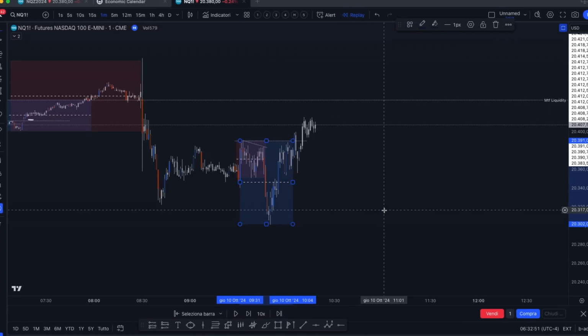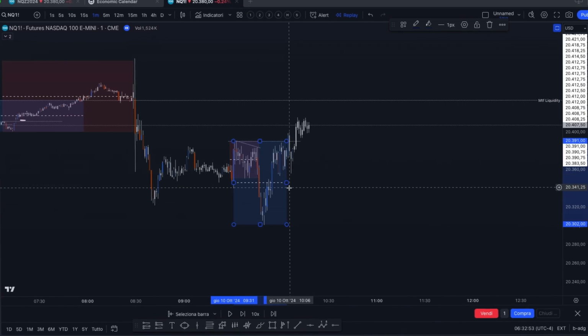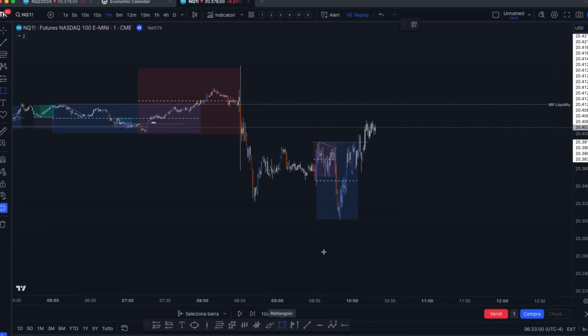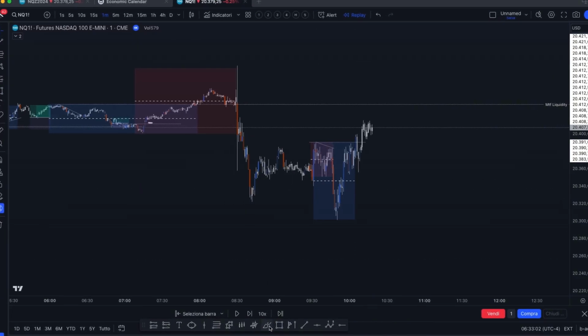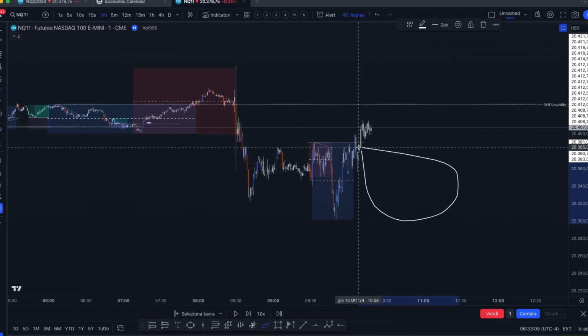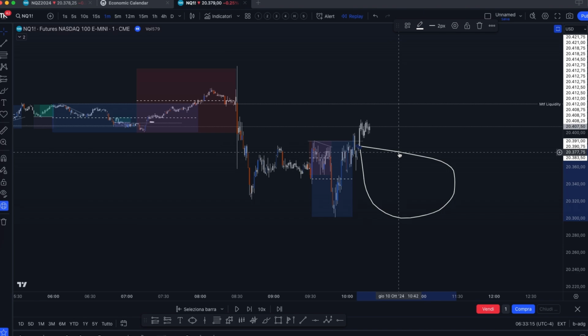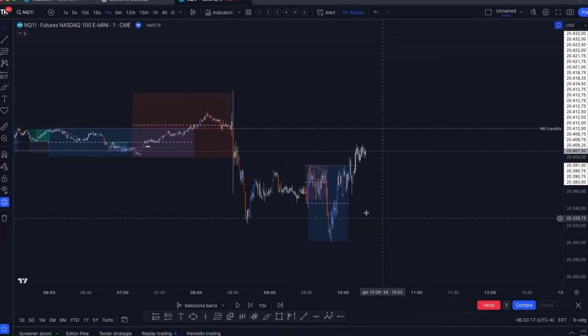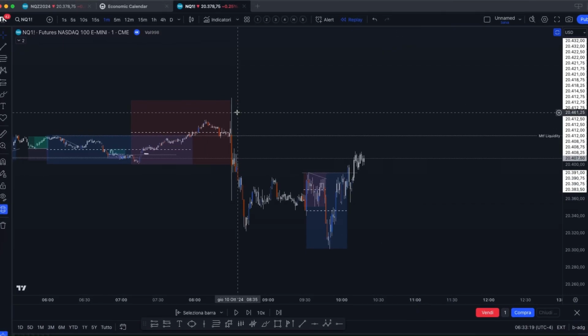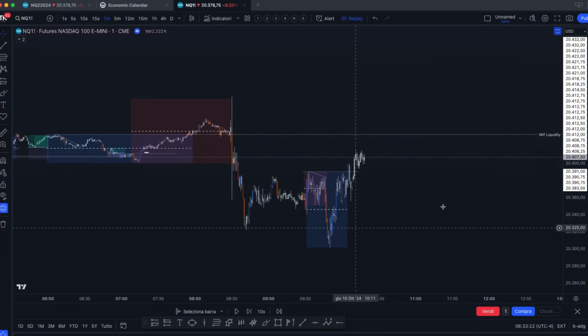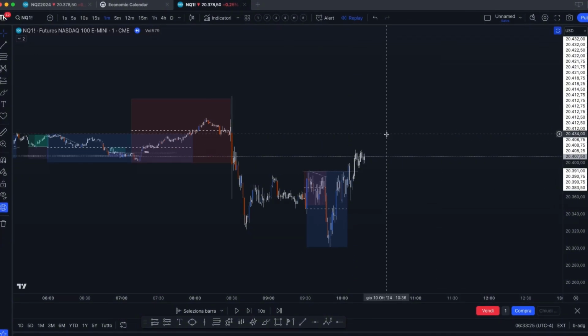So what we have to do right now here, I will not trade bearish inside the zone. I will not trade bullish inside the zone, because I don't know what price is going to do right now. I have one manipulation here, or I have another one here. I don't know where price wants to go.